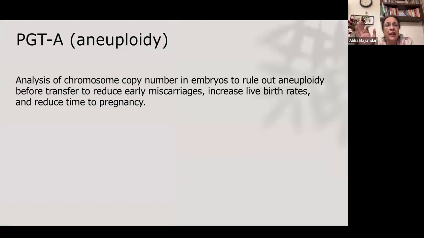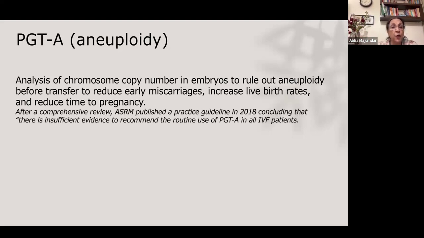Last comes PGT-A, aneuploidy check. This is mainly for women undergoing IVF. And we've tried to find out which segment of women will benefit by doing aneuploidy check in these chromosomes. Because we do analysis of chromosome copy number. Here we just see that the copy number is okay. There's no extra chromosome with any pair of chromosome out of the 1 to 23 or the sex chromosomes. And before transfer, to reduce early miscarriages, increase the live birth rate, reduce time to pregnancy. And what are the indications for which aneuploidy was being searched for? I will tell you in a minute.